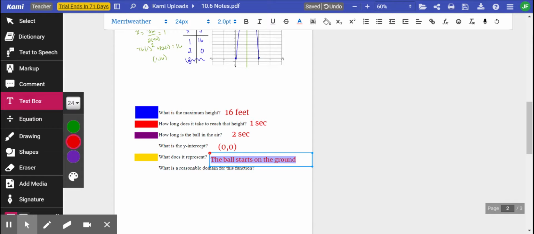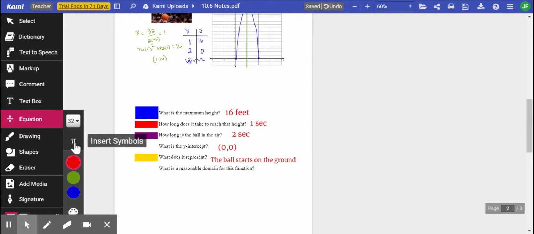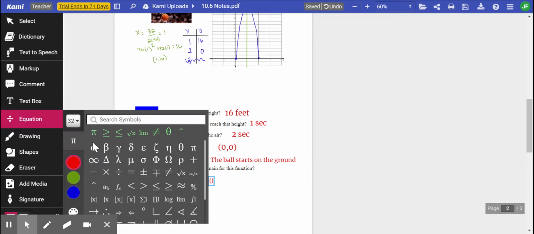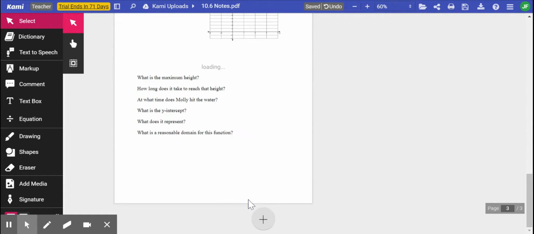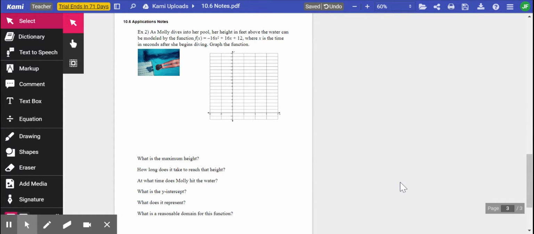And then reasonable domain, x has to be between 0 and 2 for our domain. And those are the applications of these problems. Let's look at another one, and then you can go ahead and try the practice problems.